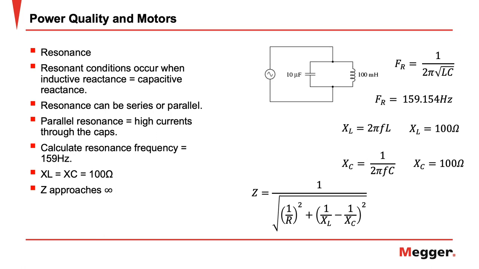In this example, if we calculate the resonant frequency, we can see it's about 159 Hertz. At this frequency, the impedance of the capacitance and the inductance are the same, about 100 ohms. If we remove the resistance portion of this equation, we can see that the impedance of this parallel circuit approaches infinity as the denominator approaches zero.